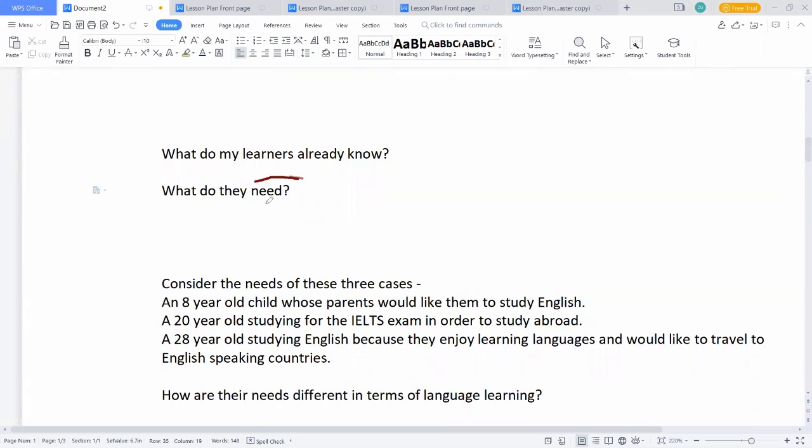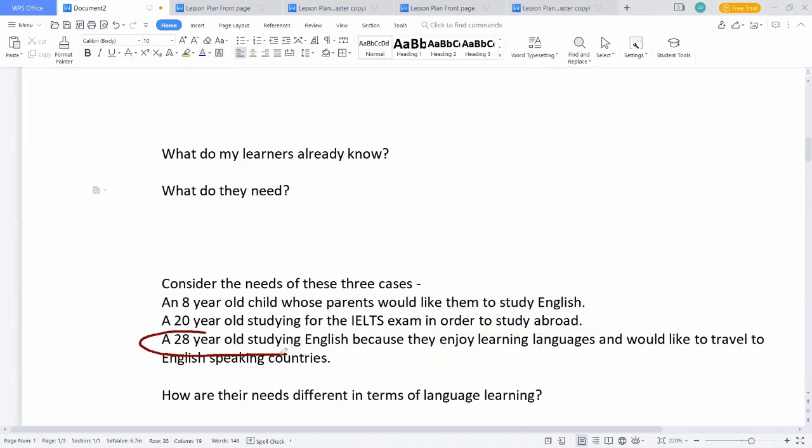Specifically, we're going to look at needs. So let's consider the needs of these three cases. We've got an 8-year-old child whose parents would like them to study English. We have a 20-year-old studying for the IELTS exam. They want to study abroad. This is the student's main aim.